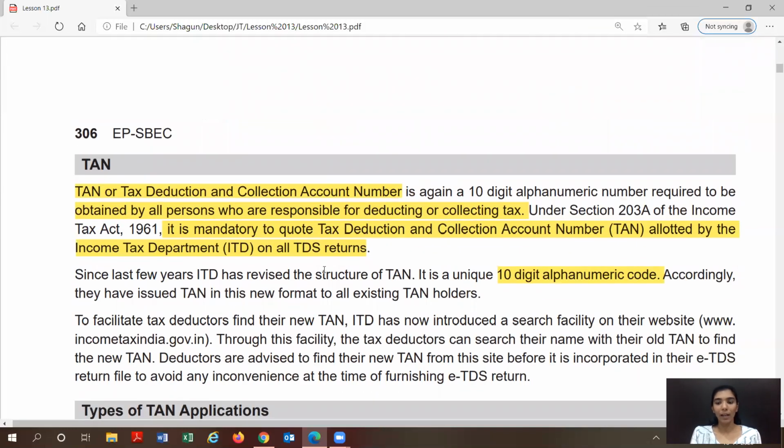अब जैसे PAN होता है वैसे there is a TAN number. What is a TAN? A TAN number is a tax deduction and collection account number. ये किसको obtain करना होता है? It has to be obtained by all the persons who are responsible for deducting or collecting tax, and again it is an alphanumeric 10-digit number.